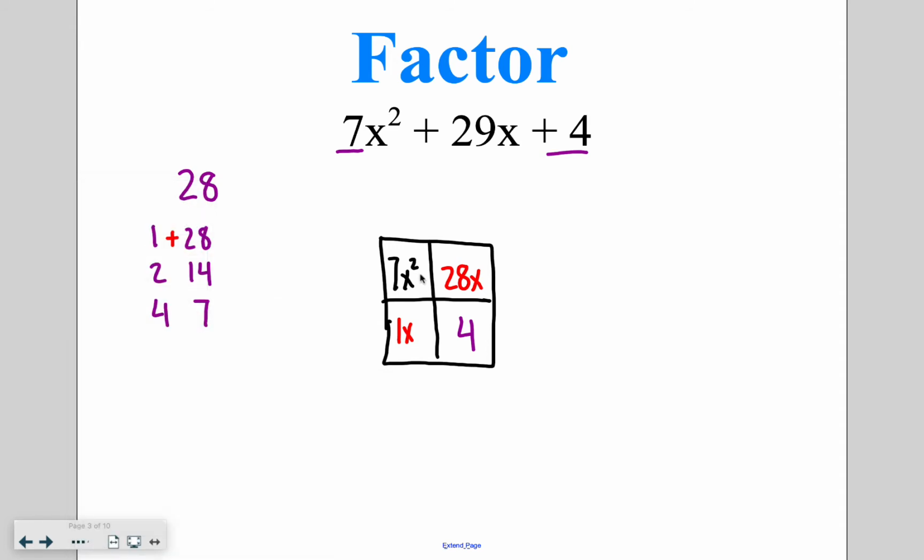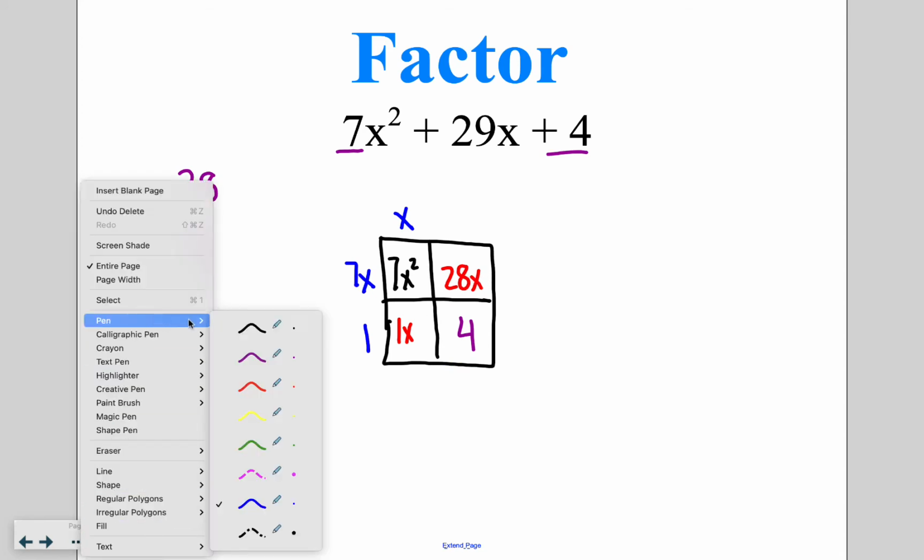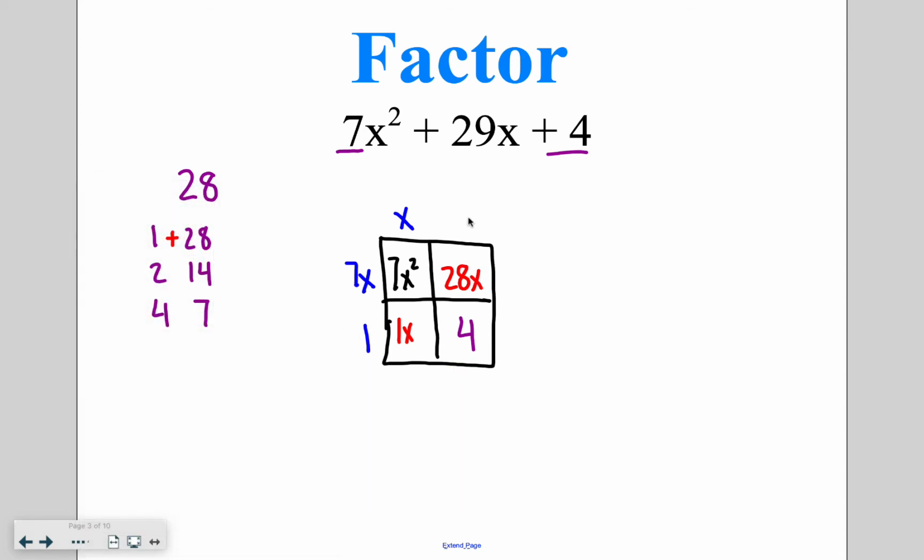Then we are looking for our GCF from these first two. So the biggest number that's going to divide them is 1. And then the common factor then is x. To get from x to 7x squared, I need a 7 and another x. To get from x to 1x, I need to multiply by 1. Then I'm going to move that across and say what times 7x is 28x and what times 1 is 4. And that is going to give me an answer of 4. So my factored format here is going to be 7x plus 1 times x plus 4.